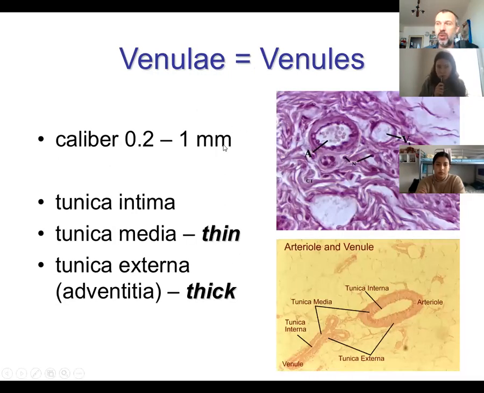So we start with venules, and the caliber of venules is from 200 micrometers to 1 millimeter approximately. Yeah, and the wall is similar, so very thin media and thick adventitia. And if you look at this histological slide, you can see that the wall of venule is thinner than the wall of the arteriole.